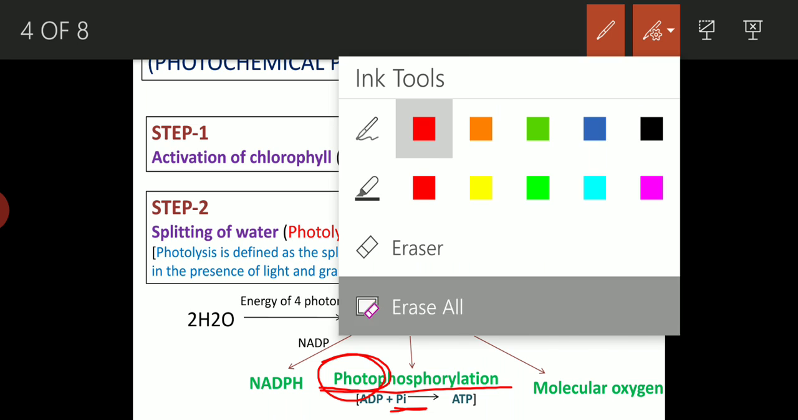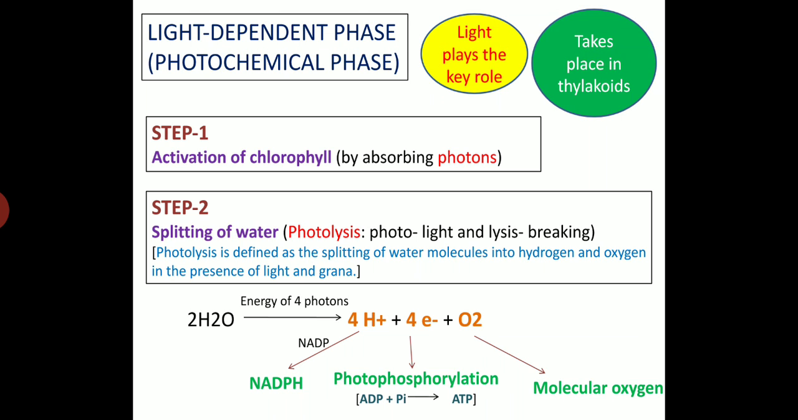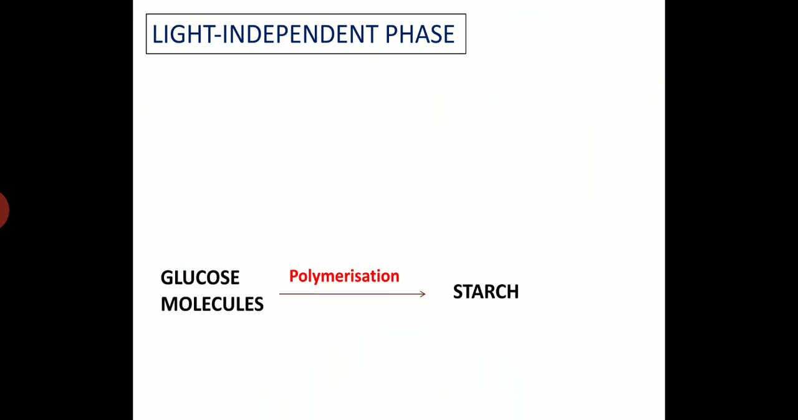That is why photophosphorylation. All the reactions that take place in this phase, the light dependent phase, take place in the presence of light because the whole phase is dependent on light. Clear? So this is about the light dependent phase. Now come to the light independent phase.